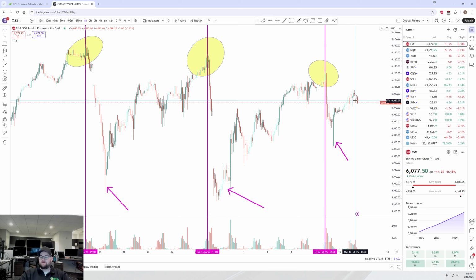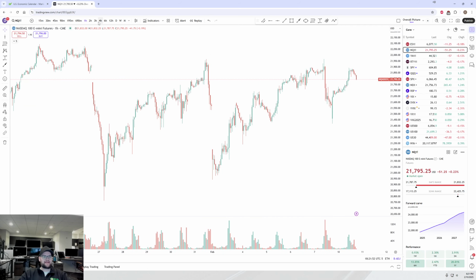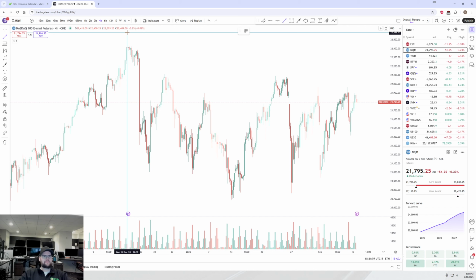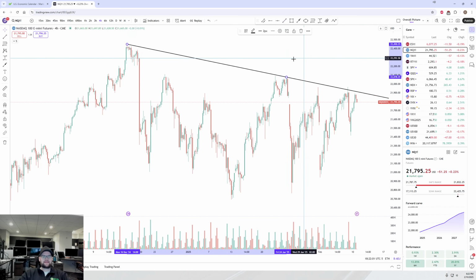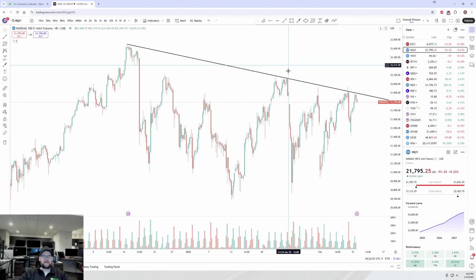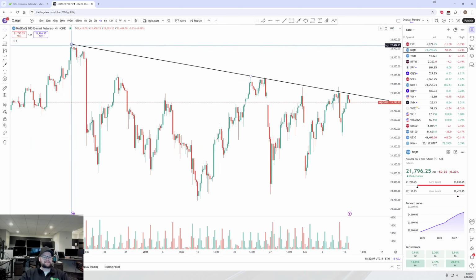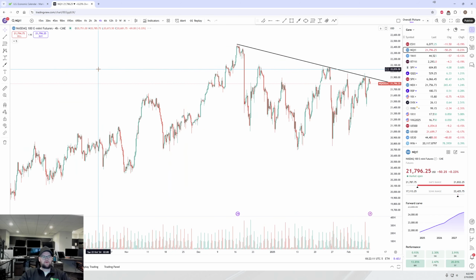Going forward, if this does in fact continue, I want to look at the NASDAQ. The NASDAQ has been respecting this trend line very, very well, okay? Stemming from all-time highs, the NASDAQ has hit this general trend line about 4 or 5 different times, stemming from December 16th, which was all-time highs.